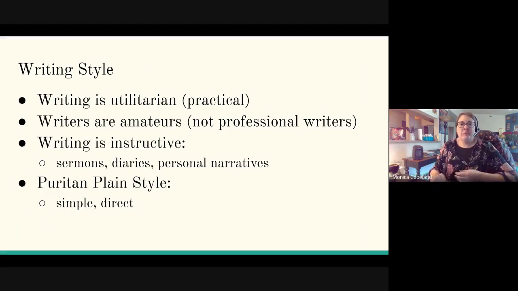And a lot of times their writing was instructive. Like I said earlier, they wanted it to teach. So you're going to see a lot of sermons, personal stories about how the colonies are going, diaries, things like that for Puritan writers. They really believed in getting to the point. So you aren't going to see typically a lot of metaphors or things like that. Their imagery is very plain.